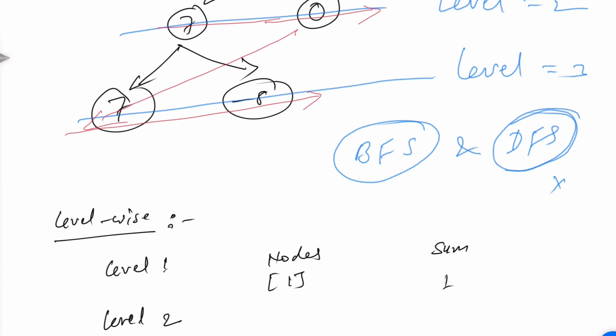When you go to level 2, you will check what node values we have and keep them in the queue. 7 and 0 are there. What is the sum? 7. Again you will check the next level, level 3. What are the values? 7 and minus 8. What is the sum? Minus 1.